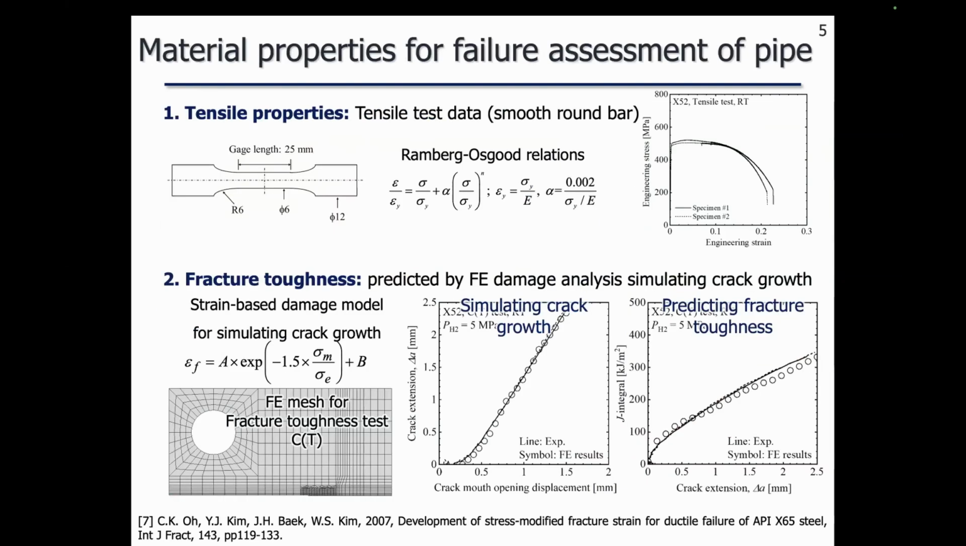Usually for tensile properties, a tensile test using a smooth round bar is required. And for fracture toughness, a fracture toughness test using a CT or SENT specimen could be conducted. Or, in our previous studies, the fracture toughness could be predicted by finite element damage analysis using the strain-based damage model.